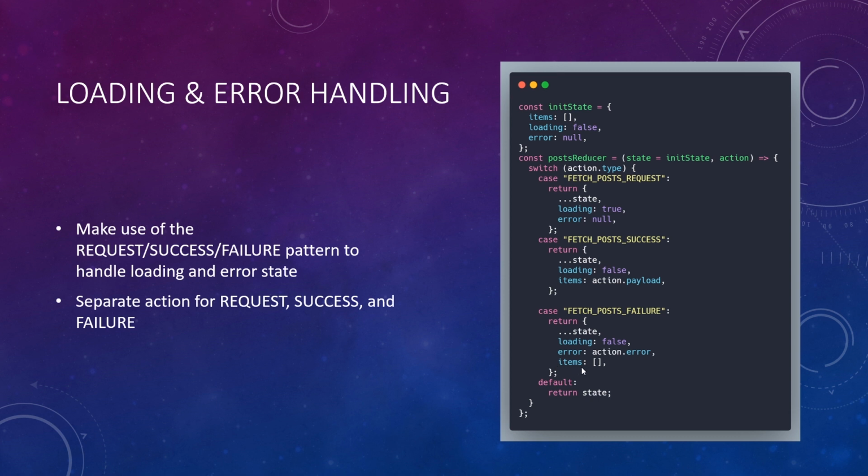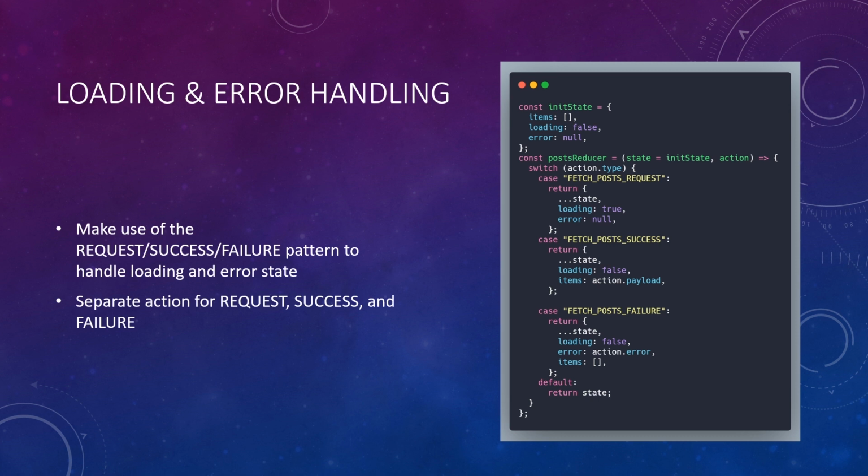This varies depending on how you want your application to actually operate. But in this case, we're going to clear out the items array because we were trying to load some new posts and we couldn't do it. So, we could keep the old posts, but I think it's a better user experience if we clear it out. However, keep in mind that, depending on the specific application, you may or may not want that behavior.